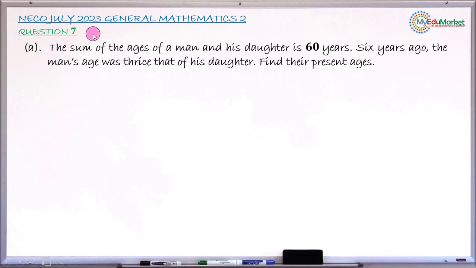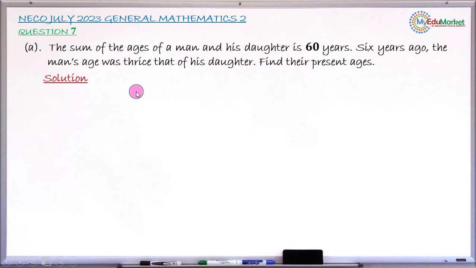This is NECO July 2023 General Mathematics Paper 2, question number 7A, and the question reads: the sum of ages of a man and his daughter is 60 years. 6 years ago, the man's age was thrice that of his daughter. The question asked is to find their present ages. So let's attempt to answer this question together.